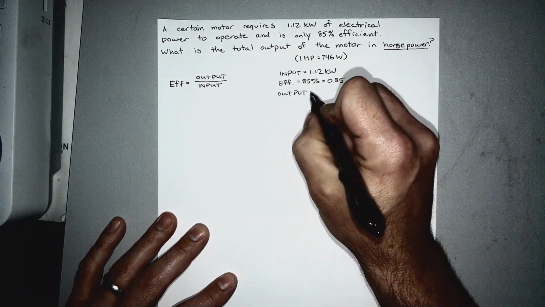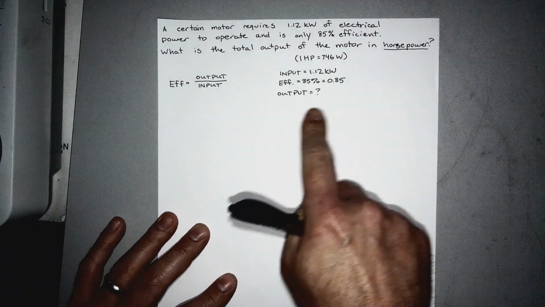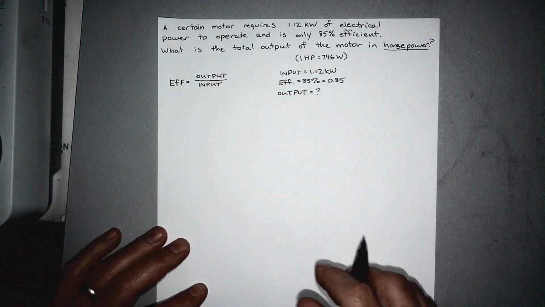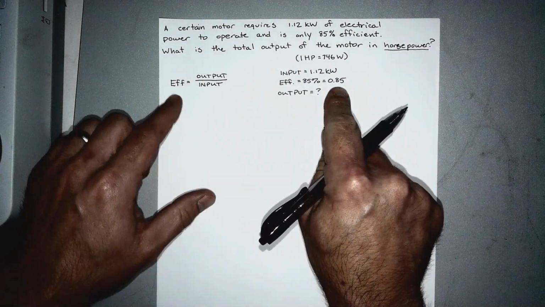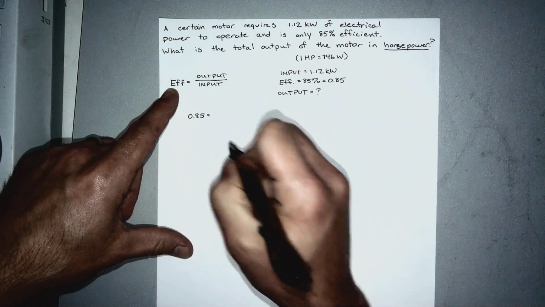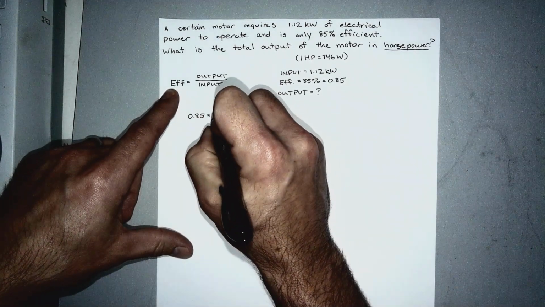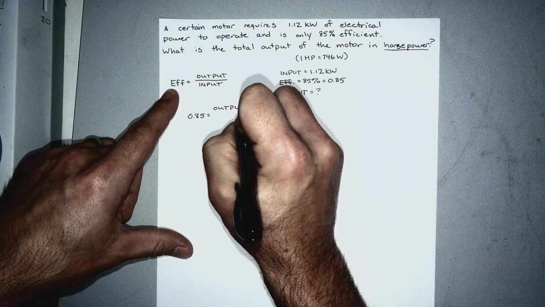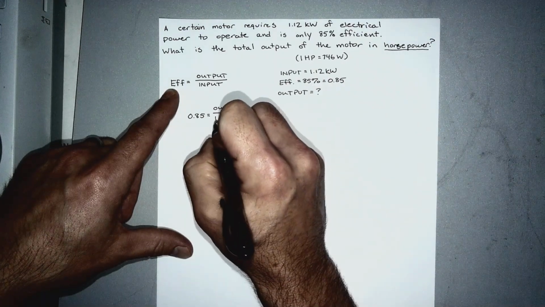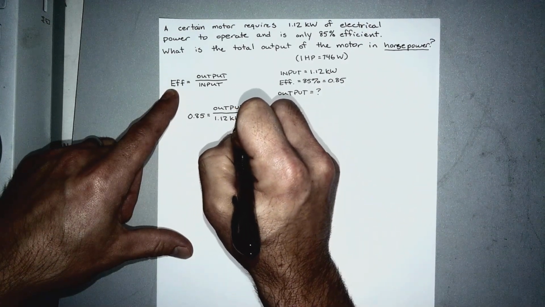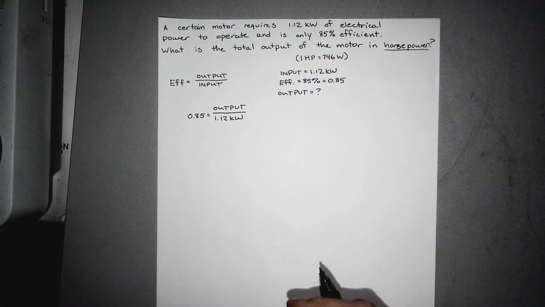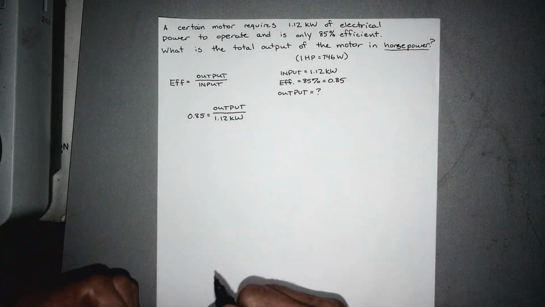Now that we have all of our variables identified, we just need to plug these into this equation. And so efficiency here is going to be 0.85. And then output is going to be on the top. We don't know it, so let's just keep it as output divided by the input. And in this case, the input is 1.12 kilowatts. Now, we don't have output by itself. We need to isolate output and essentially solve for it.